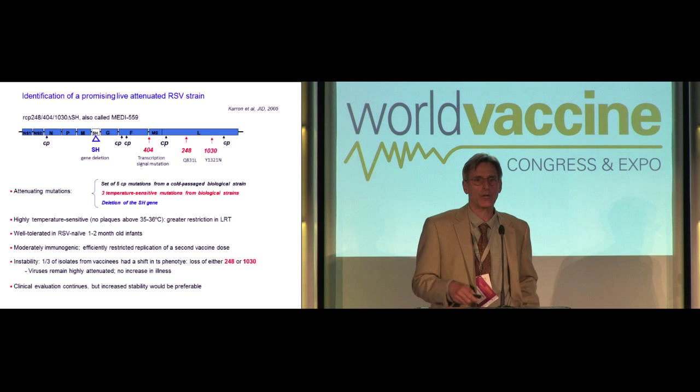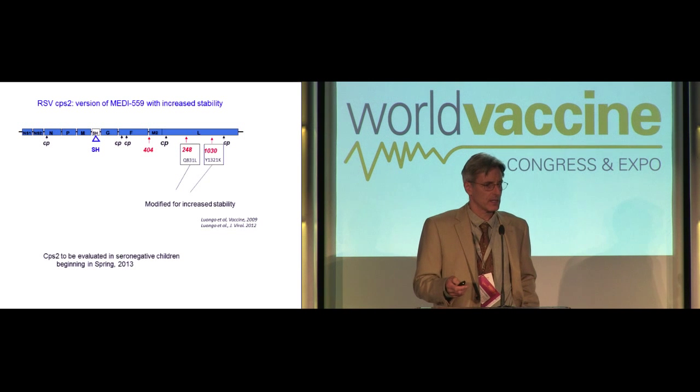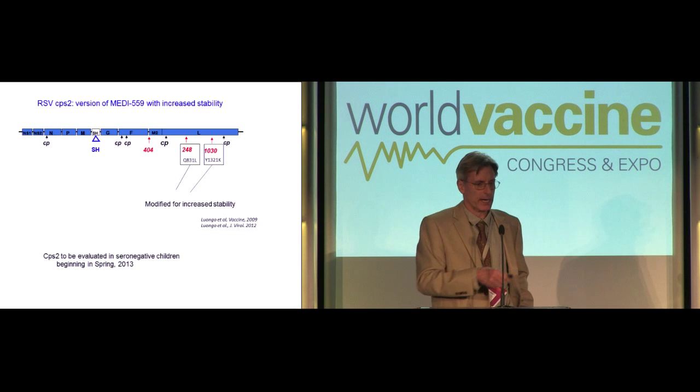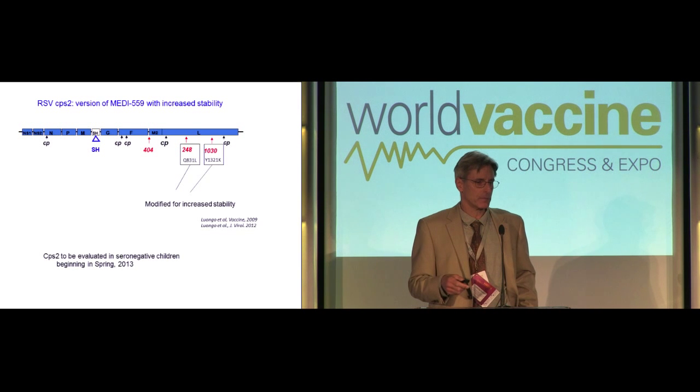And so clinical evaluation of this vaccine is continuing, but ideally we should have increased stability. So we worked on this virus to stabilize those 2 point mutations, which are boxed there, and we've been able to increase their stability, and we have this new virus called CPS2 that we're going to be analyzing this spring.